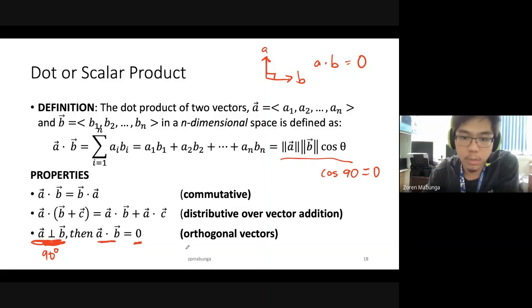So kung natatandaan nyo pa, sa differential equation, meron tayong orthogonal trajectory. Yung orthogonal, it means they are at 90 degrees with each other. Okay, so orthogonal vectors are two vectors na yung angle between these two is 90 degrees. And yung dot product nila will always be 0. Question? Okay, so malinaw yun ha. Yan yung three properties ng dot or scalar product.